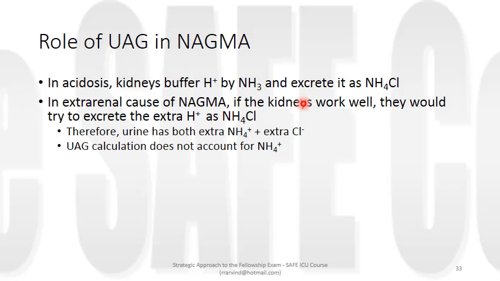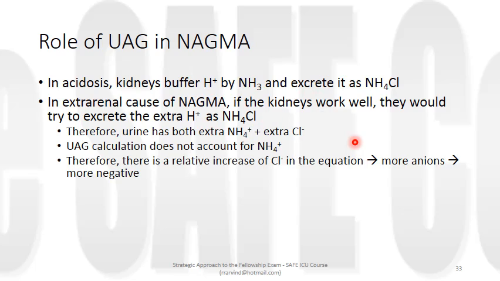Now, unfortunately, the urinary anion gap only takes into account the extra chloride. It doesn't have room for the ammonium. This is unmeasured. So what happens? In the equation for the anion gap, there is a relative increase of chloride, and therefore you have more anions, and the net gap becomes a negative number. The urinary anion gap therefore becomes more negative in the setting of normal kidneys, so in the setting of extra-renal causes of normal anion gap metabolic acidosis.